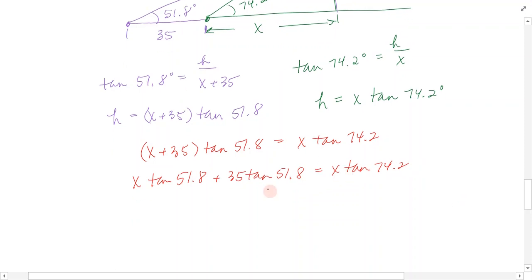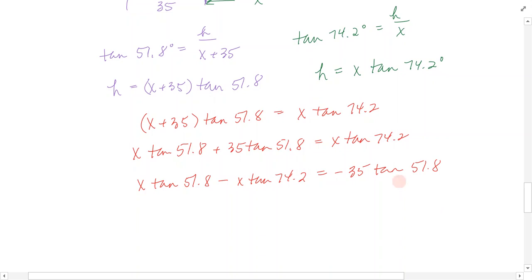Now we do want to gather the x's on the left. So I'm going to take x tan 51.8 minus x tan 74.2 is equal to, and we're going to take this 35 tan and subtract it to the right, minus 35 tan of 51.8.